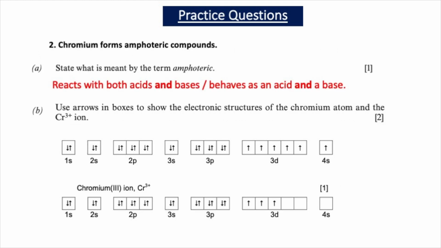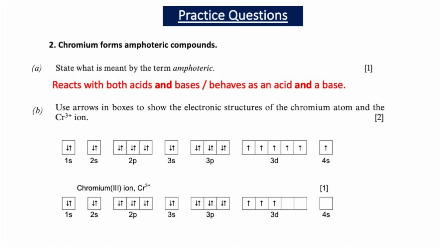So now let's go through the first parts of question 2. Question 2 says chromium forms amphoteric compounds. State what is meant by the term amphoteric. Well, amphoteric means it reacts with both acids and bases or behaves as an acid and a base. And if you said this, you get 1 mark.